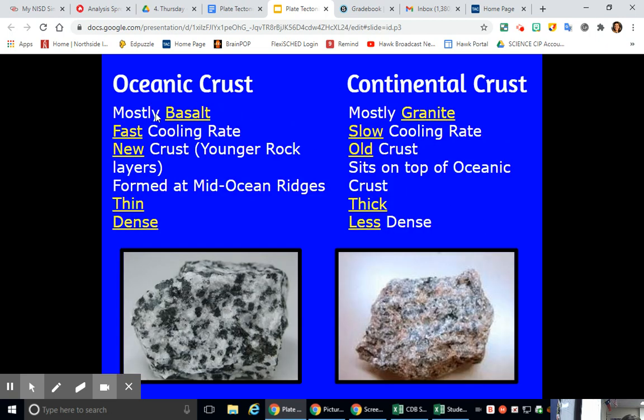Oceanic crust is mostly basalt, with a fast cooling rate. It's new crust, younger rock layers. It's formed at mid-ocean ridges. It's thin and dense. Continental crust is mostly granite, with a slow cooling rate. It's old crust. It sits on top of the oceanic crust. It's thick and less dense.